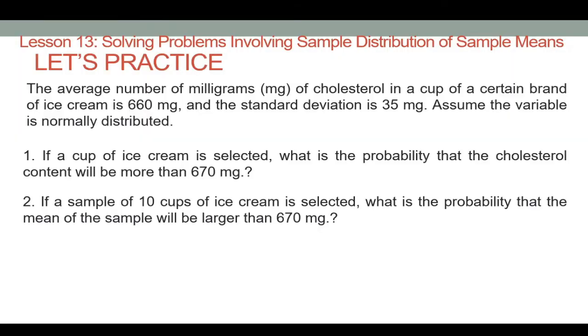Okay. So, here's our practice problem. The average number of milligrams of cholesterol in a cup of a certain brand of ice cream is 660 milligrams and the standard deviation is 35 milligrams. Assume that the variable is normally distributed. If a cup of ice cream is selected, what is the probability that the cholesterol content will be more than 670 milligrams? Then, if a sample of 10 cups of ice cream is selected, what is the probability that the mean of the sample will be larger than 670 milligrams?